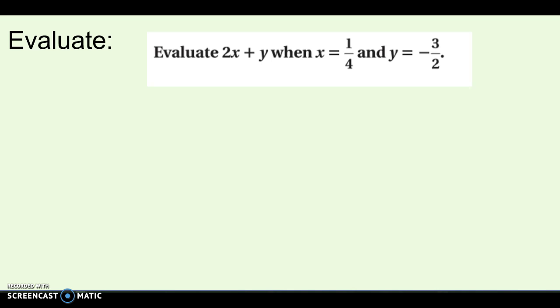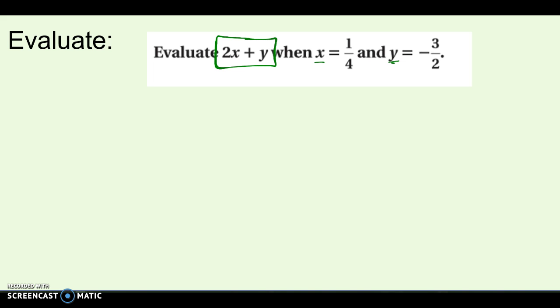Okay, the directions say here to evaluate. That's the next type of problem. And when they say evaluate, they just mean work it out and get an answer. But they've given you this expression here, 2x plus y. And then they tell you when x is equal to 1/4 and y is equal to negative 3/2. So they've given me what x and y are, but I need to go and plug them in.